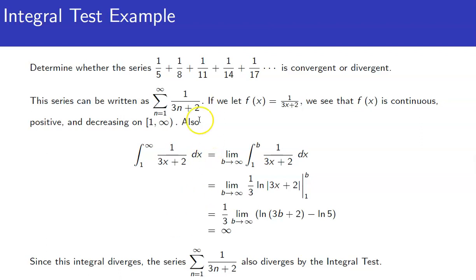First thing we notice is that the denominator increases by 3 each time. So we have 3 times n here in the denominator, and then we need to add 2 to adjust for starting at 5. So we can rewrite this series as the sum from n equals 1 to infinity of 1 over 3n plus 2. This allows us to identify the function that we're going to want to integrate as 1 over 3x plus 2.